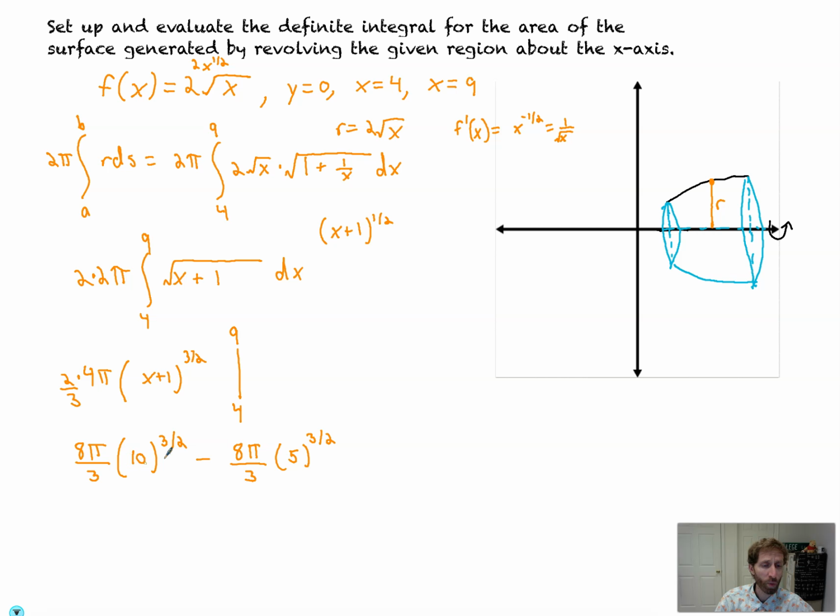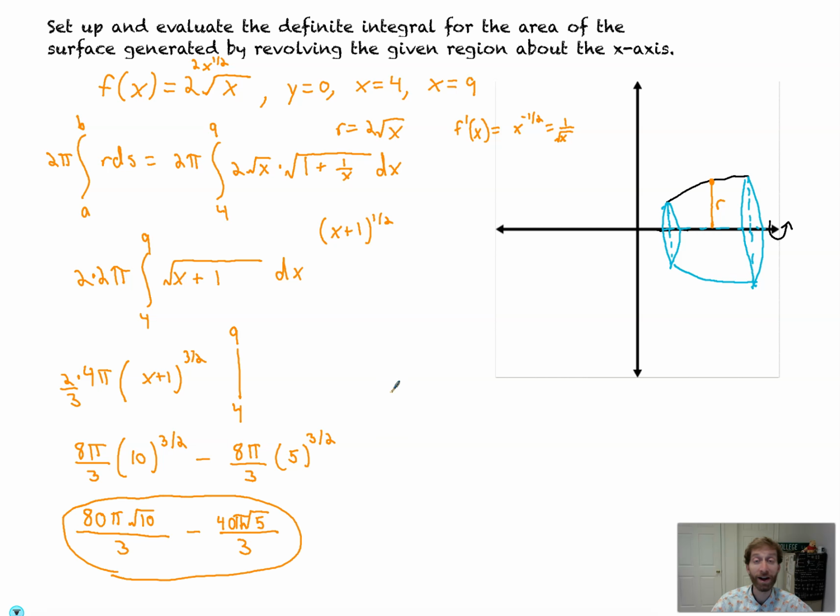This is the square root of 10 cubed, which is 10 root 10 times 8 would be 80 pi root 10 all over 3 minus, this is 5 root 5 times 8 would be minus 40 root 5, and I guess you'll have a pi in there, divided by 3. That's it. So that right there is your gnarly surface area. Okay, on to another problem.